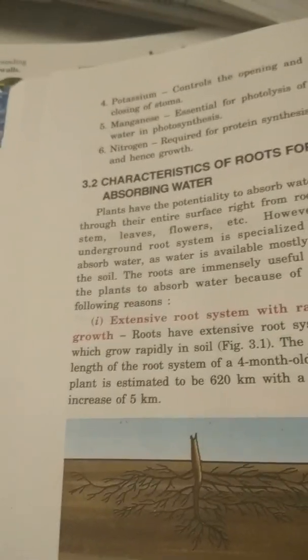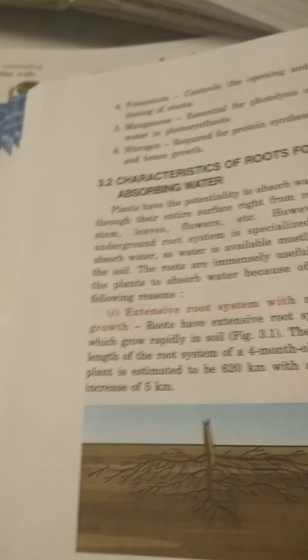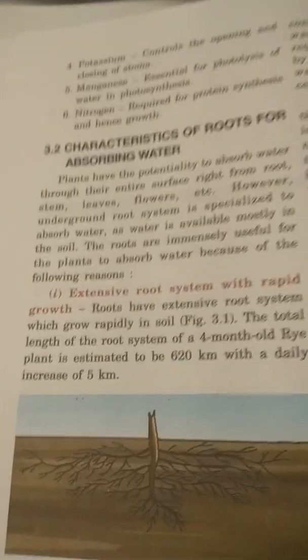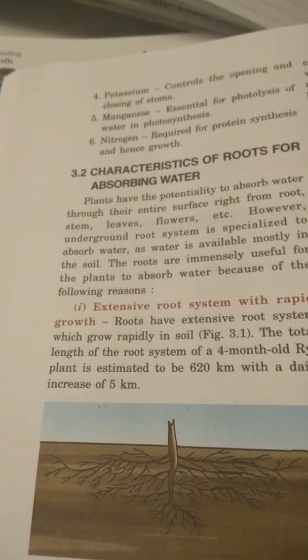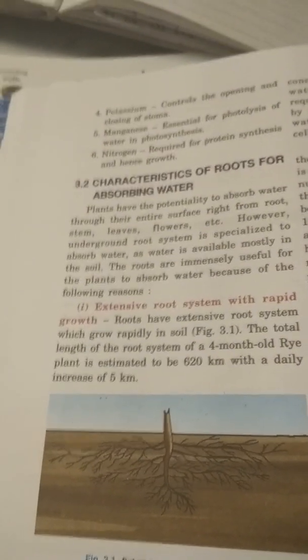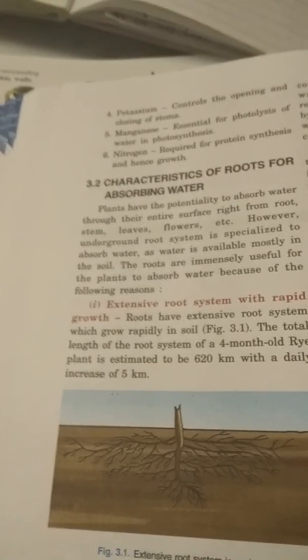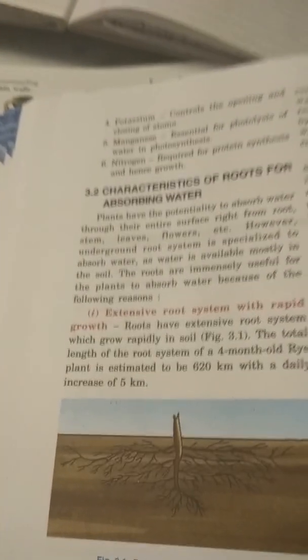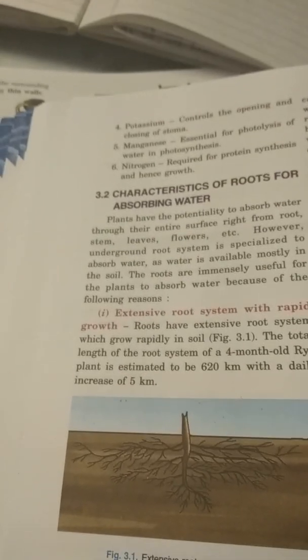Then the third characteristic feature is root hairs having thin walls. Root hair is the elongated part of the epidermal layer of the root. It also has two walls: the outer cell wall, that is a thin cell wall, is present, and the inner thinner wall, the cell membrane. Because of these thin walls, the movement of water from outside to inside takes place easily.